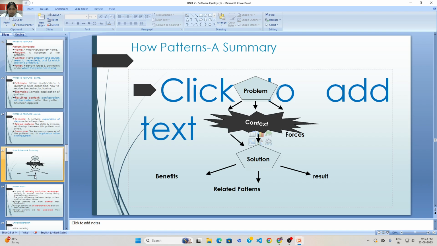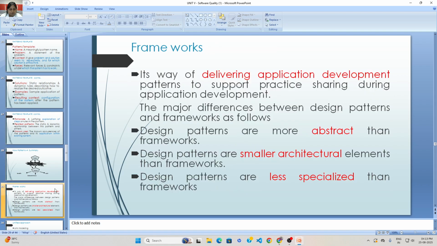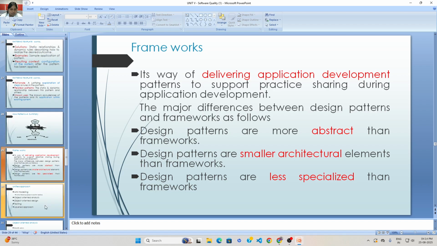And this is the pattern here. And framework. A framework is a predefined reusable set of classes and components for a specific domain. Example, .NET framework, Spring for Java, Django for Python. It is delivering application development patterns to support the practice sharing during the application development. And a pattern is more abstract than frameworks. Design patterns are smaller architecture elements than frameworks.